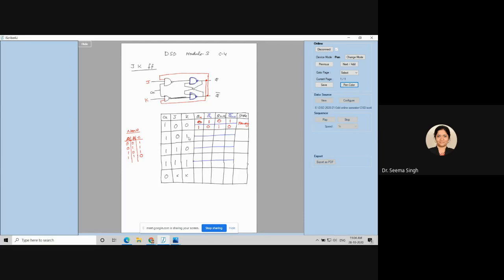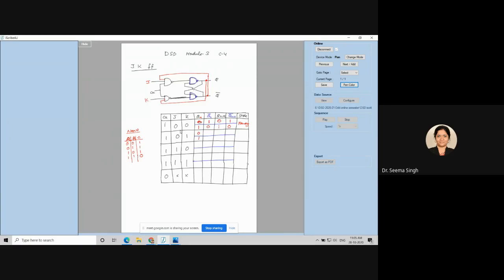So I need not tell you the working of this again for these three cases. When J is 0, K is 1 means it is in reset state. And if you remember, in reset state, it does not bother about the previous state. It will simply reset the flip-flop. Whether your previous state was a 0 or a 1, it does not matter.